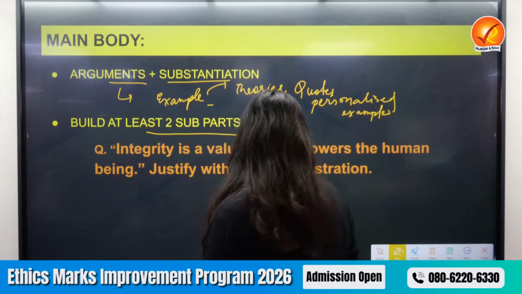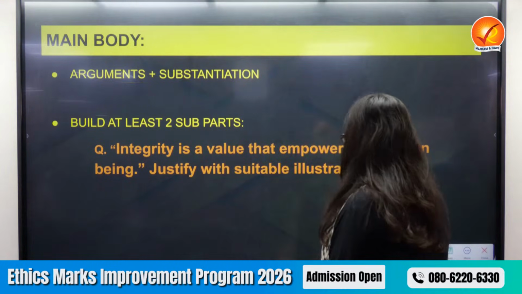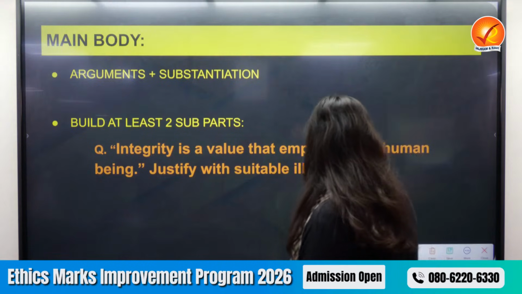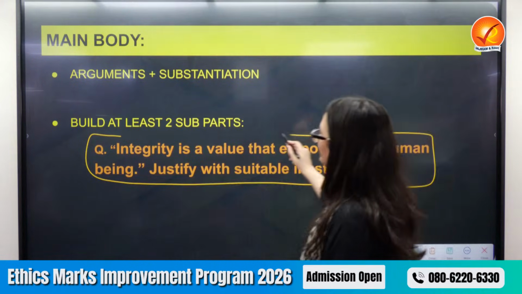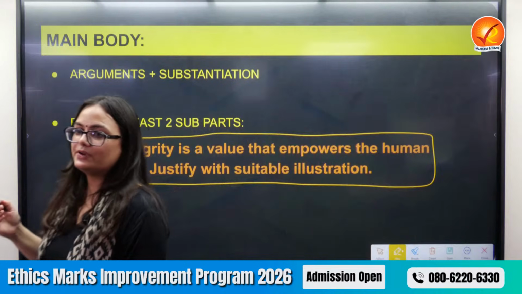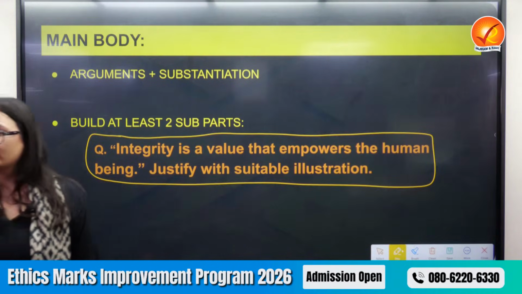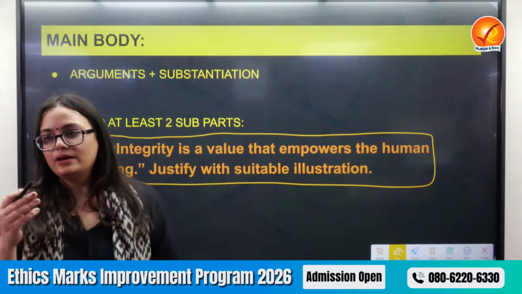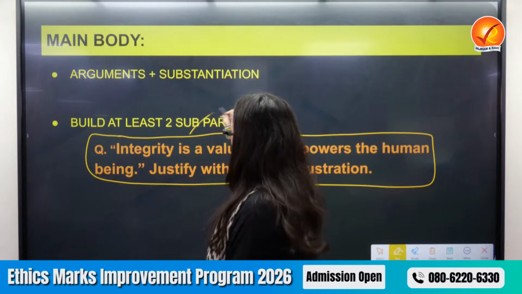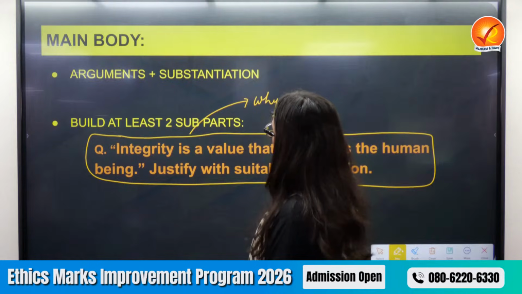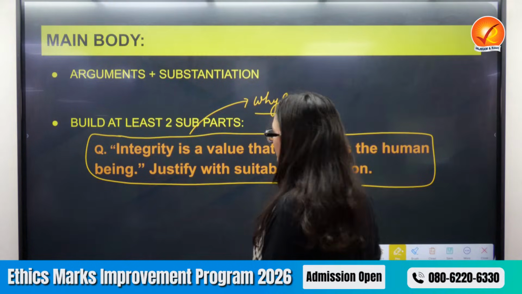Now understand why am I saying this? Even if the question is asking you about only one demand, for example, "Integrity is a value that empowers the human being, justify with suitable illustrations." It is only asking about one thing, integrity, and how it empowers the human being. But why should you build at least 2 subparts? Anyone?